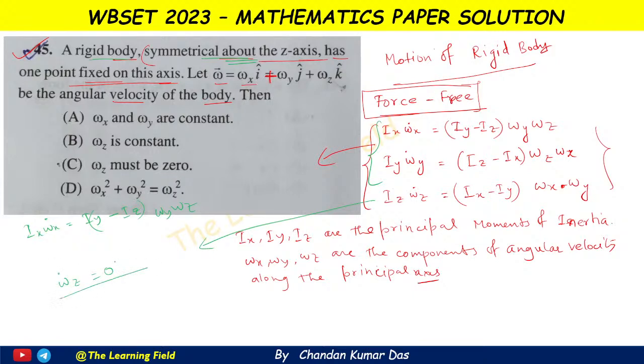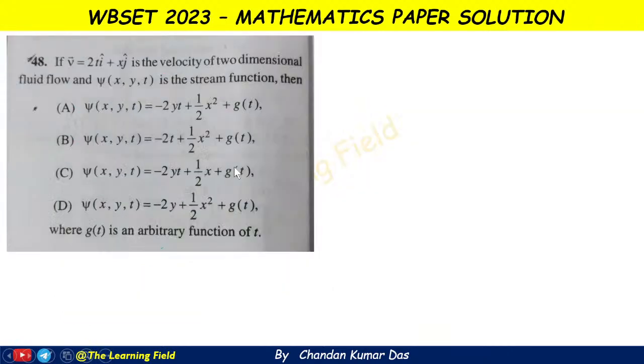If omega z dot is equal to 0, that means omega z is constant. That means the component of the angular velocity in the direction of the z axis is constant. So the correct answer is option B, omega z is constant. Now going to the next question.